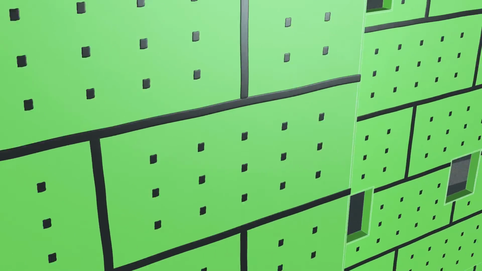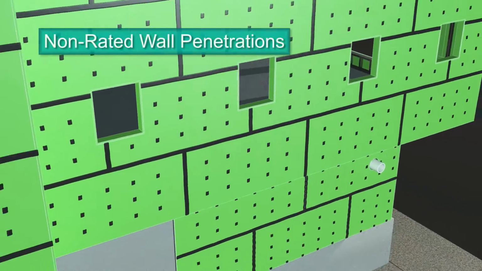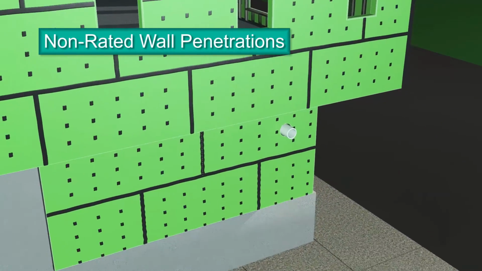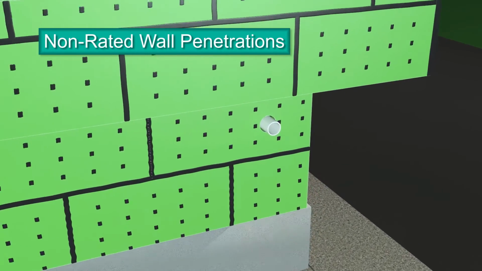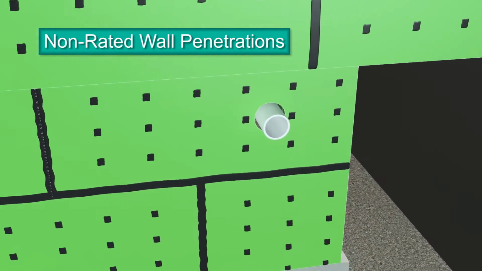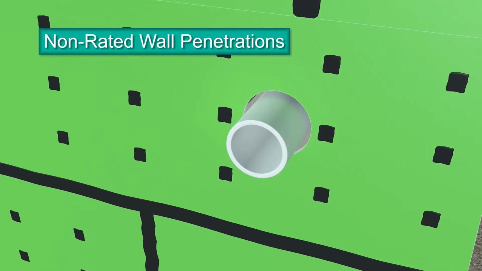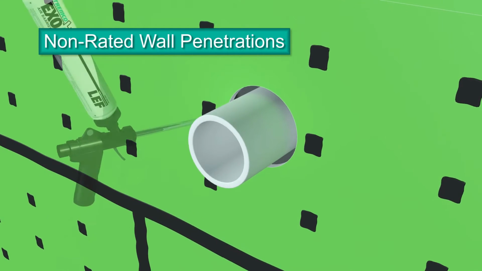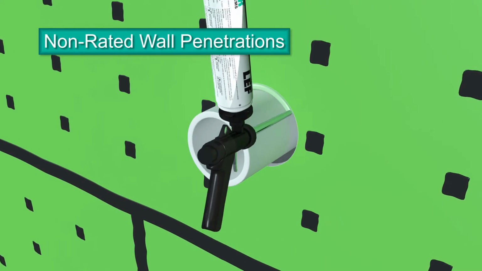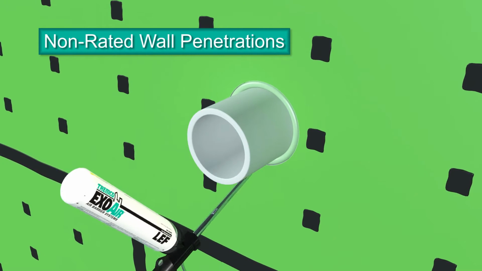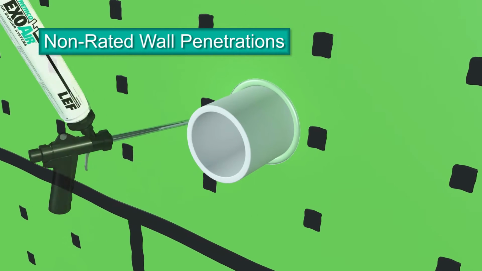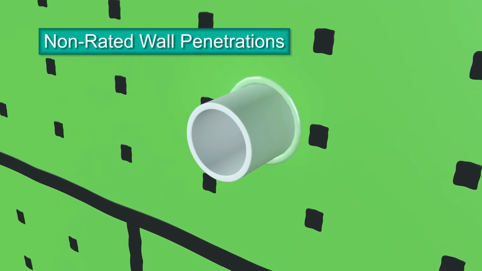Penetrations through walls must be detailed to create a continuous air barrier around a building envelope. These penetrations include plumbing pipes and vents, and electrical fixtures, wires, and conduits. Start by filling these gaps around the penetrations with Tremco's ExoAir low expanding foam. Be sure to fill in the gap with foam so it expands slightly beyond the face of the panel.